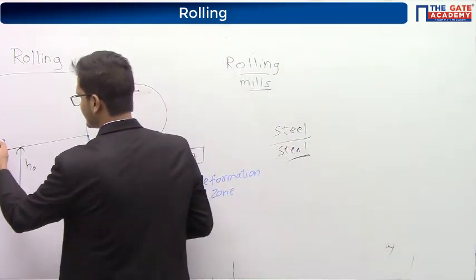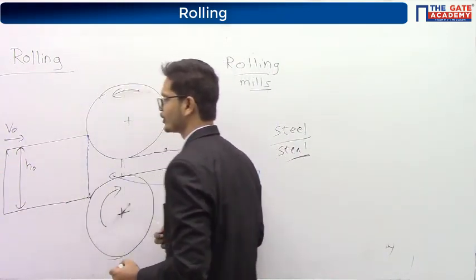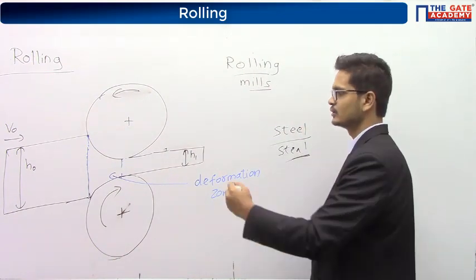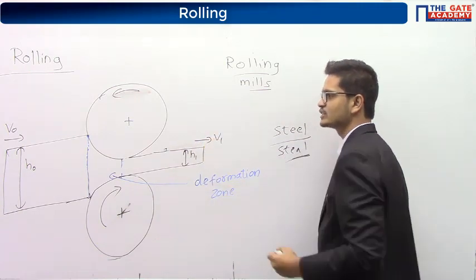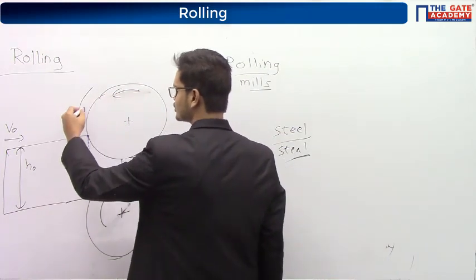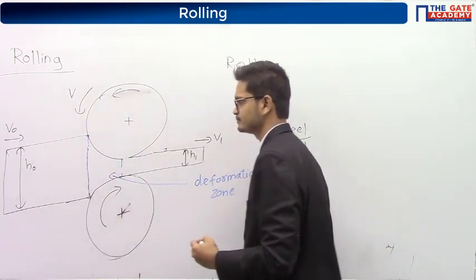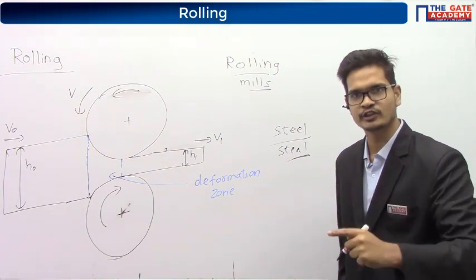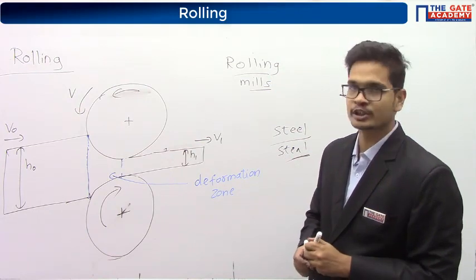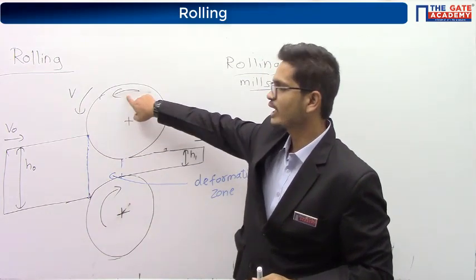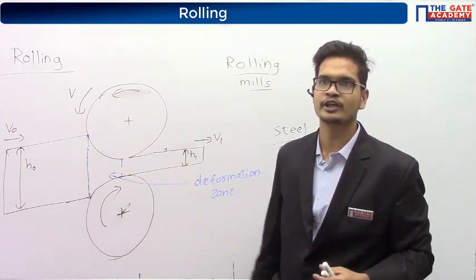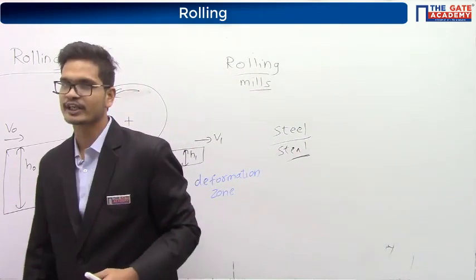Let's say V0 is the initial velocity of the component. V1 is the final velocity of the component. The rollers are rotating with the velocity V, that is, the surface velocity of the rollers is V. So please copy this diagram. Don't make the arrow here, make the arrow here, because here I am going to make a few diagrams for the derivation.